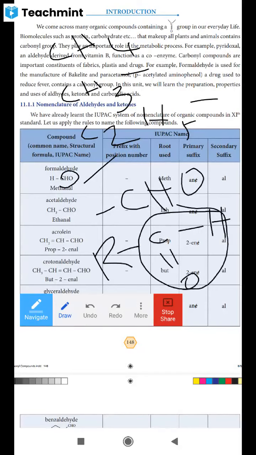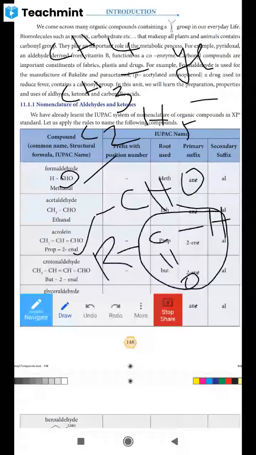Methyl, ethyl, propyl, butyl, pentyl. YL is the suffix, which is added to the root word, so we call it an alkyl group. It is generally denoted by capital R.